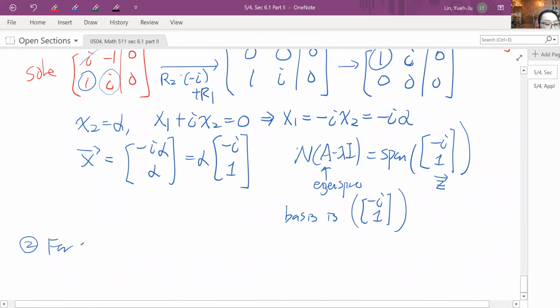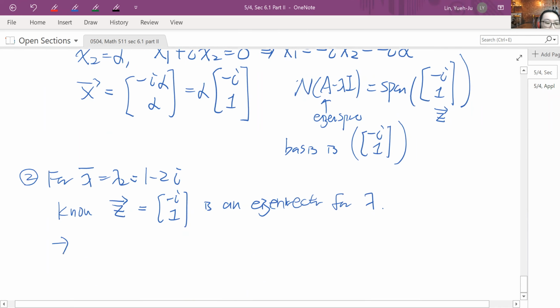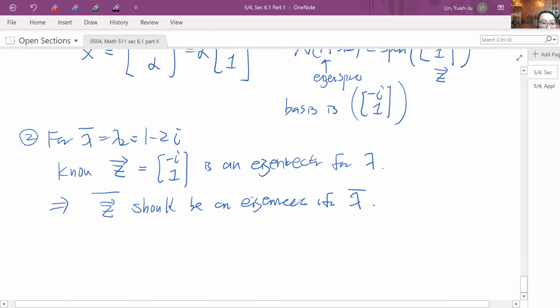So for lambda bar, which is the second eigenvalue, this is the case for 1 minus lambda. So if we say we already know that this vector Z, which is (minus i, 1), is an eigenvector for lambda, then we know that Z bar should be an eigenvector for lambda bar, right? So what's Z bar?